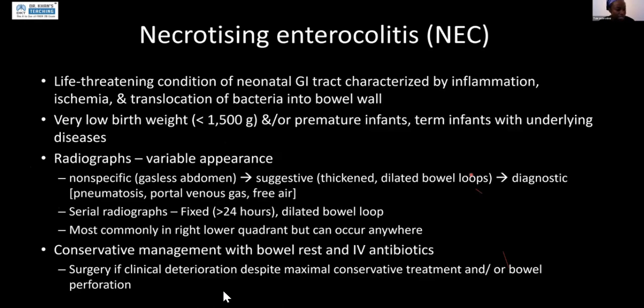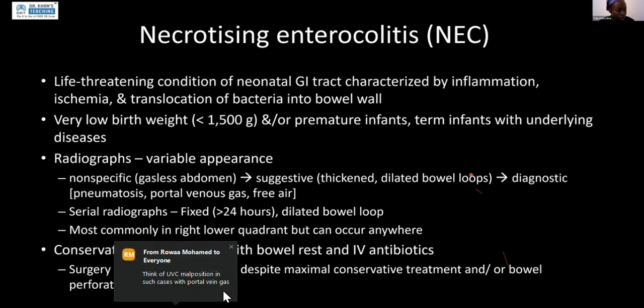Most commonly, we see changes in the right lower quadrant. I'm not exactly sure why, but that tends to be the most common site, but we can see it anywhere along the bowel. And it's normally managed conservatively. They put the child on bowel rest, so they'll switch them to total parenteral nutrition, so IV feeding. They'll put an NG in for comfort if the bowel is distended to try and aspirate some of the gastric contents, and they'll start them on IV antibiotics to treat the infection/sepsis.